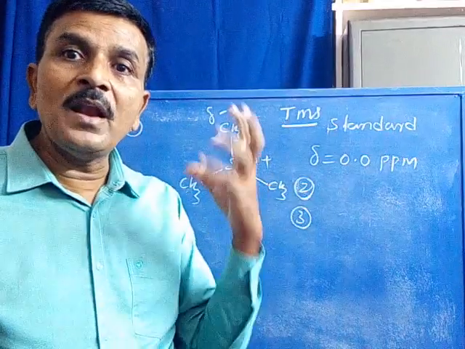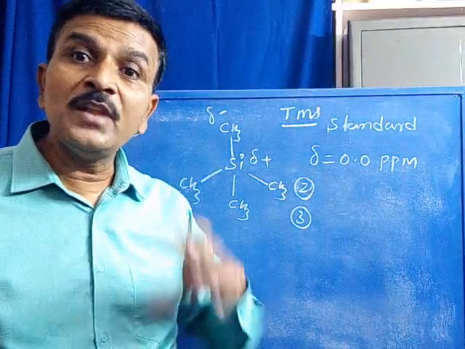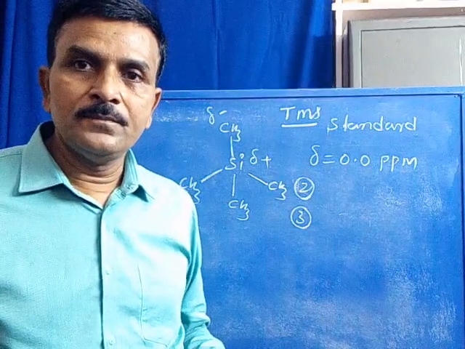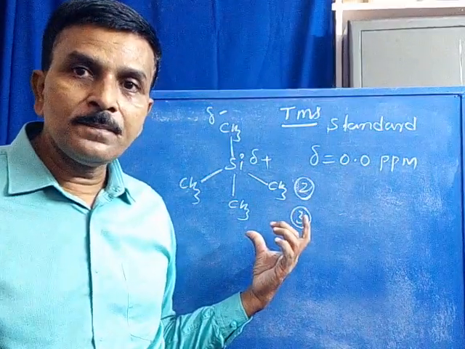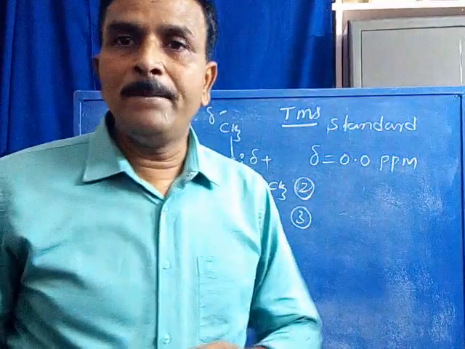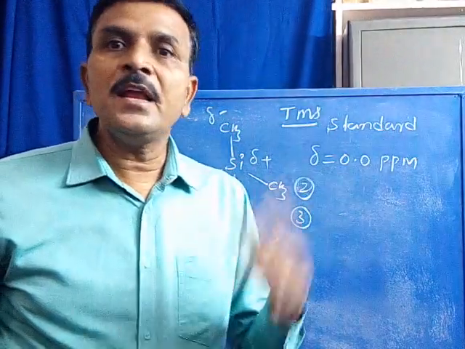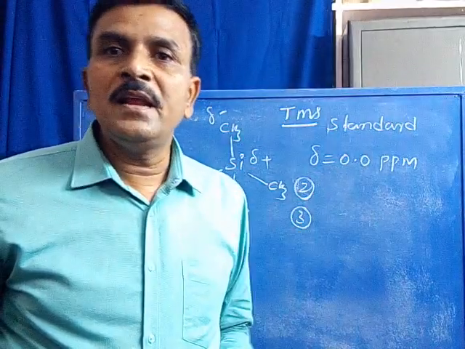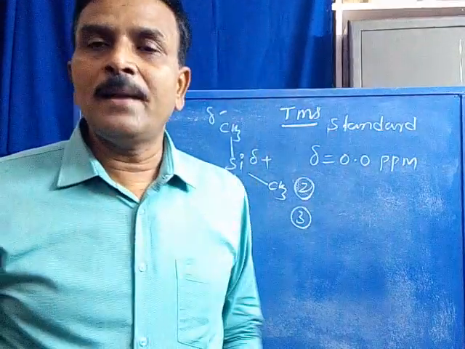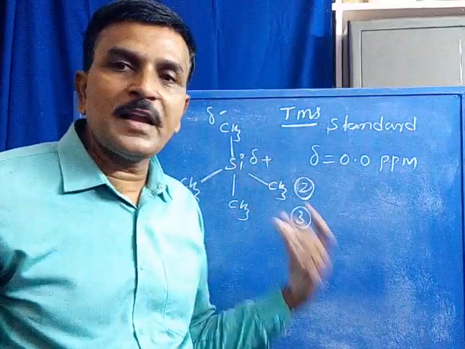Tetramethylsilane is a highly volatile liquid, so we can easily recover our sample after its recording. After recording the NMR spectrum for a sample, without application of any analytical technique, simply on exposure to air, tetramethylsilane evaporates from the sample, so we can recover our sample. So sample recovery is easy because of its highly volatile nature.